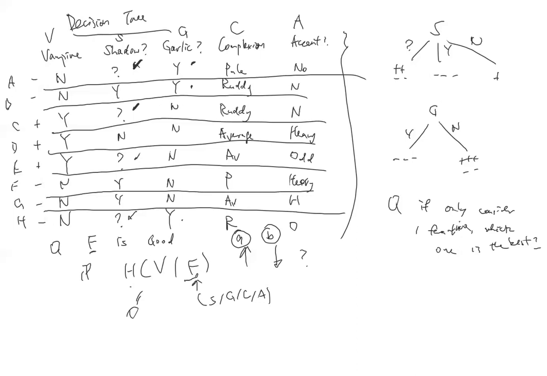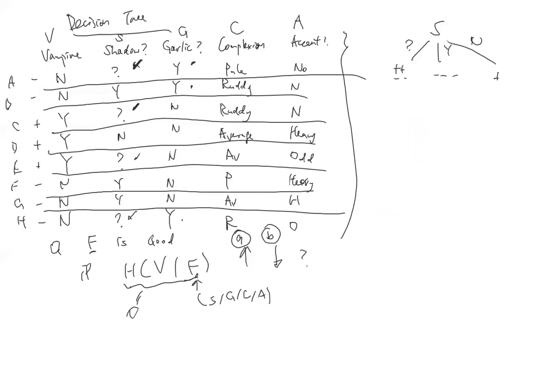The problem is, of course, I don't know how to compute H of V given F in reality, so I just get an estimate based on my data for the moment. I can estimate this as an empirical conditional entropy based on my current data. For example, we can try to estimate H of V given S. So let's do an approximation of that.